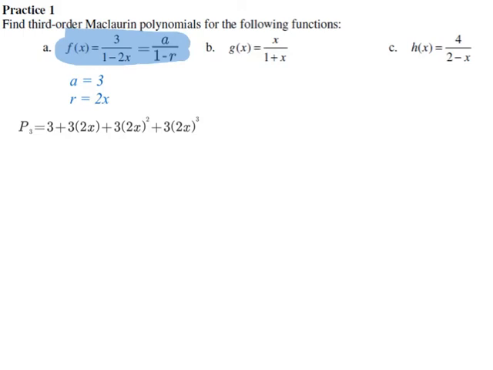Okay, let's try B. Actually, in the interest of time, I'm not going to try B. I'm going to let you do B and you do C. Okay, it's very important that when you're doing these that you let it be a over 1 minus r, and we're going to talk about these together on Monday.